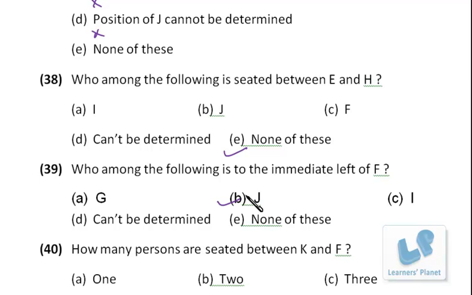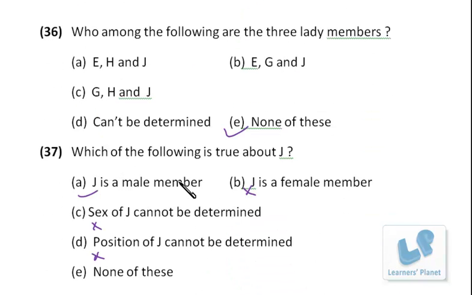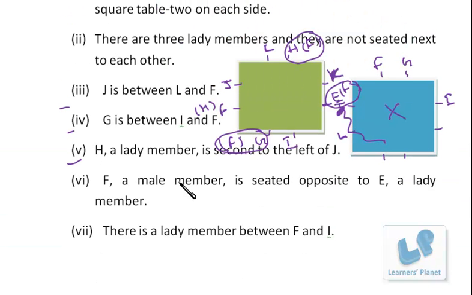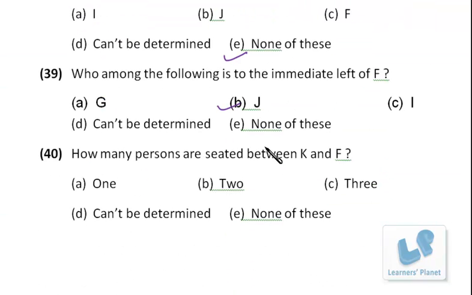So it's J, right? Now, how many persons are seated between K and F? This is K and this is F. So it's 1, 2, 3 persons, right? And from this side, if we count, it's 1, 2, 3 persons. So there are 3 persons between K and F, right?